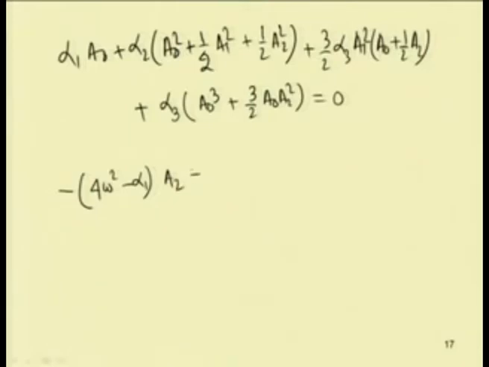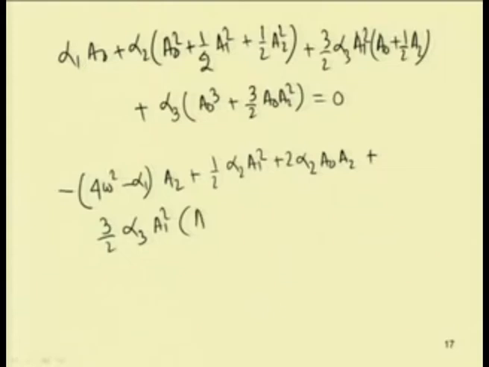And the third equation will be minus 4 omega square minus alpha 1 into a 2 plus half alpha 2 a 1 square plus 2 alpha 2 into a 0 a 2 plus 3 by 2 alpha 3 a 1 square into a 0 plus a 2 plus 3 alpha 3 a 0 square a 2 plus 3 by 4 alpha 3 a 2 cube.